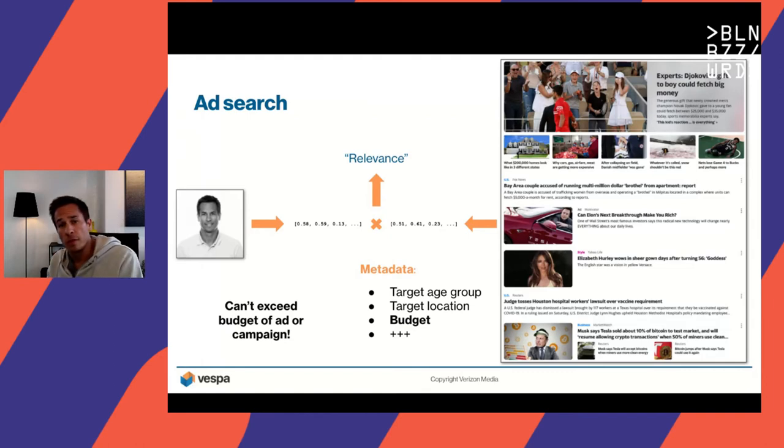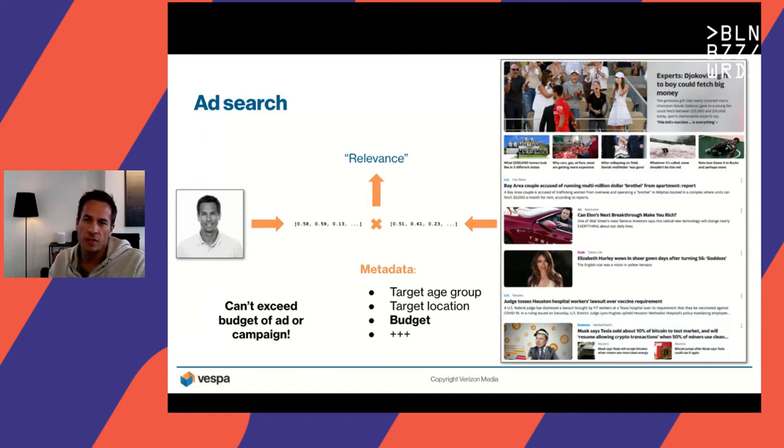Ad search, another example, similar application really. The image here to the right is taken from the front page of yahoo.com, which to a large degree runs on Vespa. You have this infinite scrolling news stream, which has native ads hidden in the stream. Likewise, users have profiles, as do ads, and the dot product between these two corresponds to the interestingness of the ad to the user, at least hopefully.